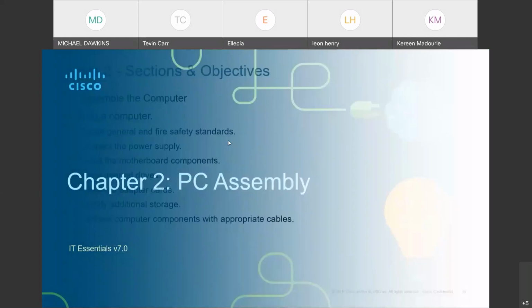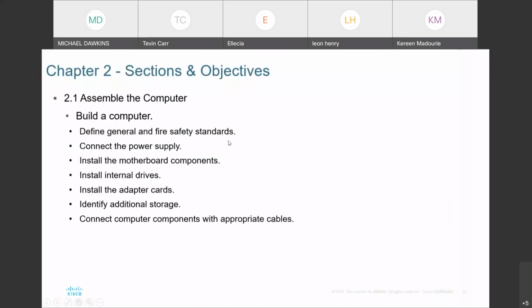So the objective of this chapter 2 is there, and we have done the power supply connection already. The next thing we're going to do is installing the motherboard.